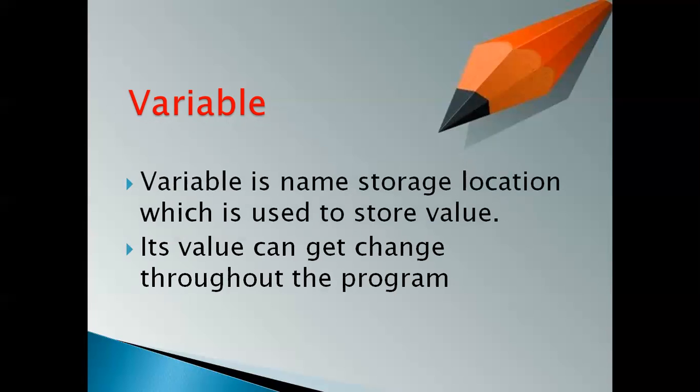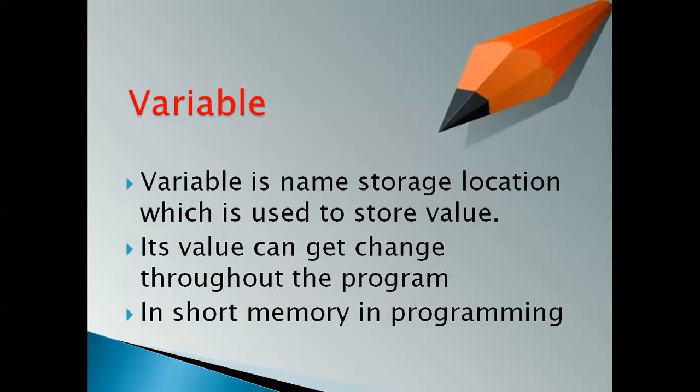Its value can get changed throughout the program. Variable means getting changed, variable means variations. So throughout the program, the value of the variable can change. In simple language, variable means short memory in the programming, which gets changed.